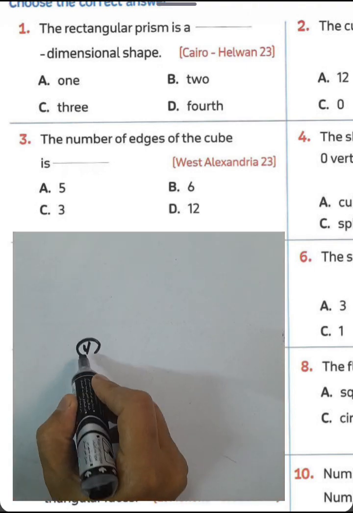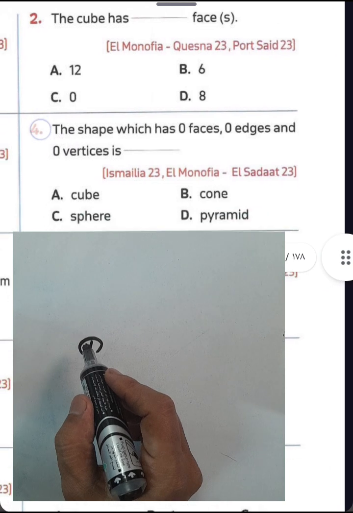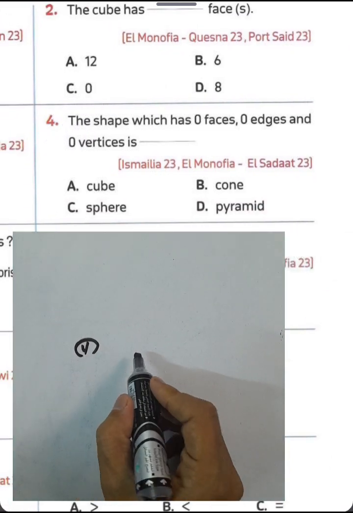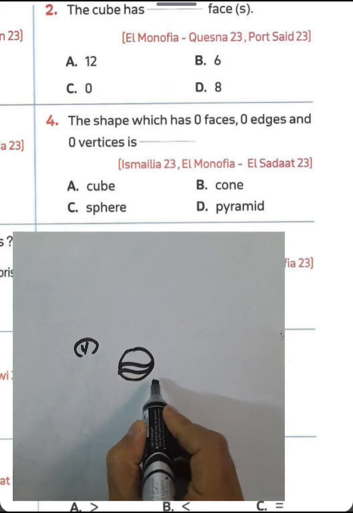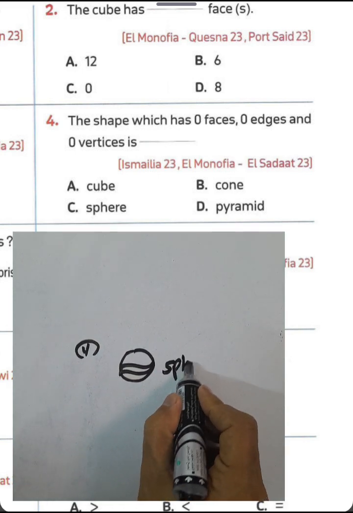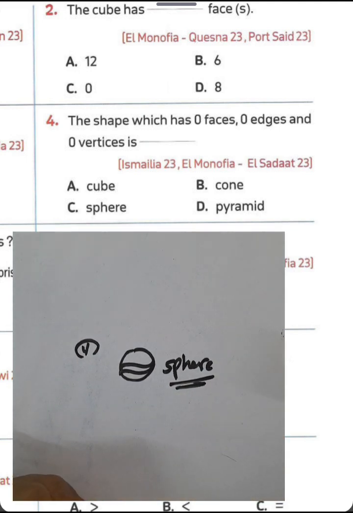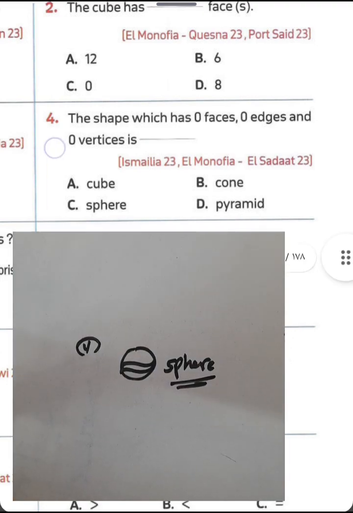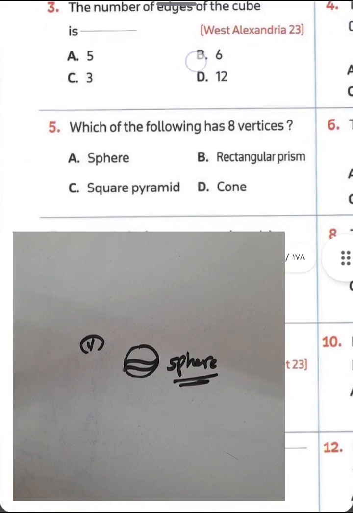Question number 4, the sphere, which has 0 faces, 0 edges, and 0 vertices. We call it sphere. It's like the ball, okay? The sphere hasn't faces, hasn't vertices, hasn't any edges. The shape which has 0 faces and 0 edges and 0 vertices, we call that sphere. Choose letter C.